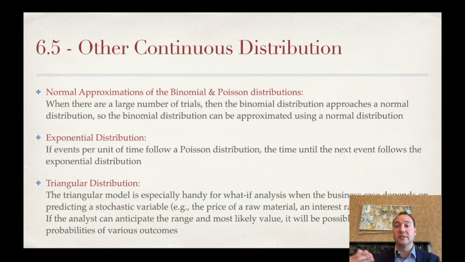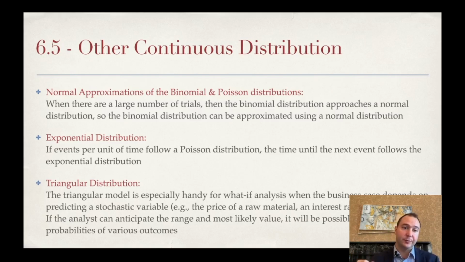So other continuous distributions include normal approximations of the binomial and Poisson distributions. Binomial and Poisson distributions we learned in lesson 5, which was about discrete distributions. If we have a very large number, they approximate a normal distribution. When there are a large number of trials, the binomial distribution approaches a normal distribution. So the binomial distribution can be approximated using a normal distribution.